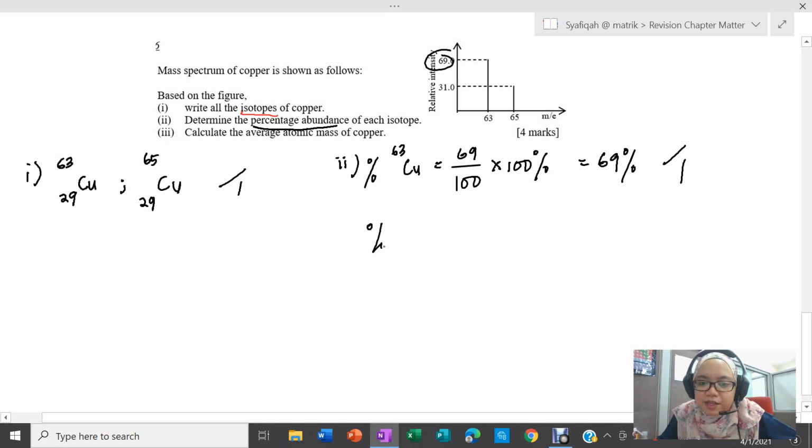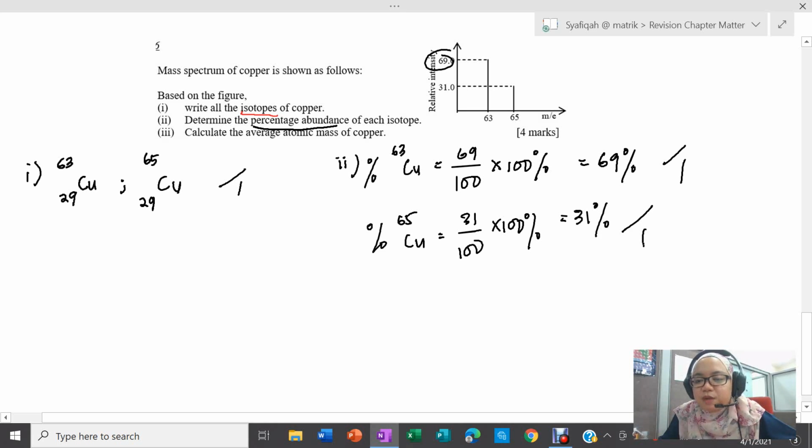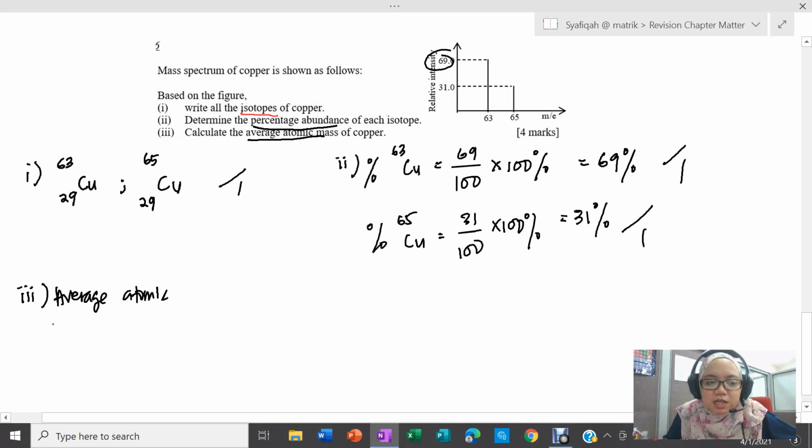So, this one, you will get 1 mark. Okay, and then to find the percentage 65 copper pun sama lah. 31 divide by total bawah tu 100. 69 plus 31 equals to 100. Times 100%, you will get 31%. Betul ni pun dapat 1 mark. Okay, lastly, dia kata calculate the average atomic mass of copper. So, soalan dia minta kita kira average atomic mass. So, macam biasa, you boleh guna this formula. Okay, formula mana?